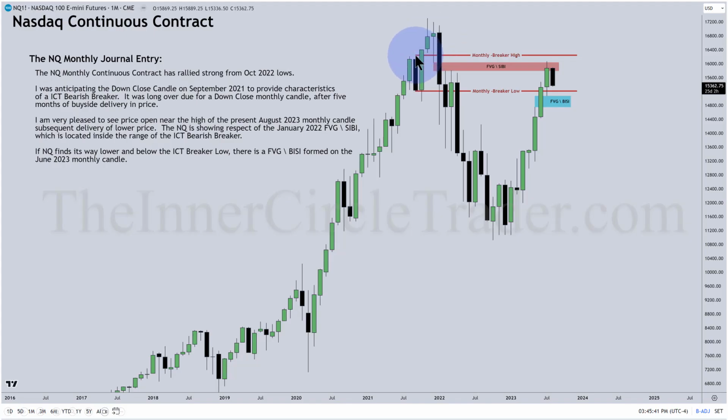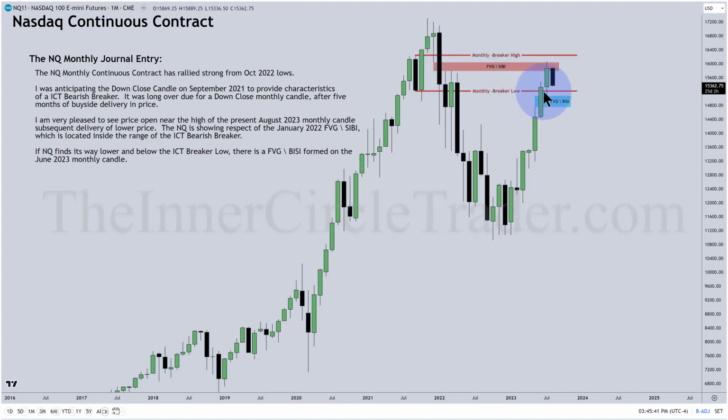The high of that candle is the monthly bearish breaker high, and the low of that candle is the monthly bearish breaker low. This candle's low and this candle's high makes the fair value gap in the form of a SIBI, sell side imbalance, buy side inefficiency. It means it's a down candle that creates the fair value gap. A very short way of saying it.